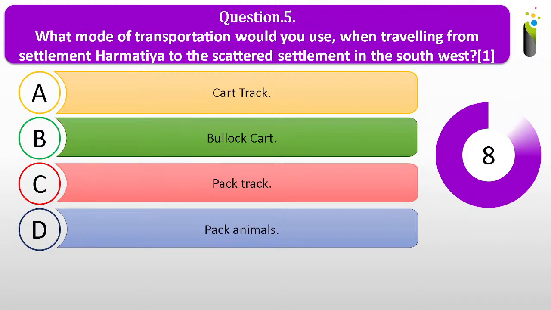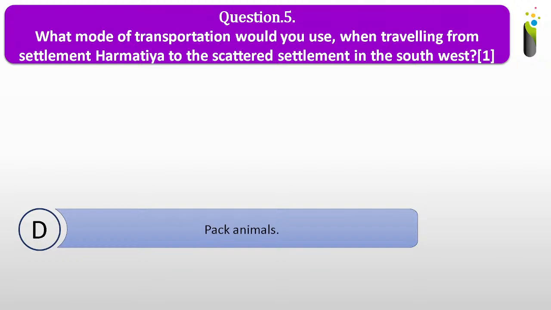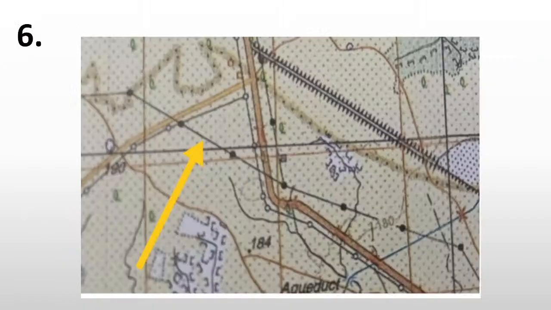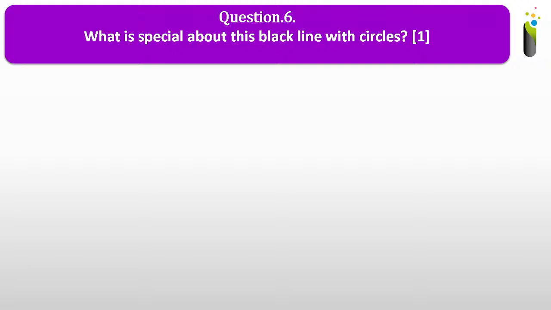And the correct answer for this question is pack animals. So the mode of transportation that one can use while traveling from settlement Harmathia to the scattered settlement in the southwest would be pack animals. Now look at the screen again and answer the question. So the question is, what is special about this black line with circles?